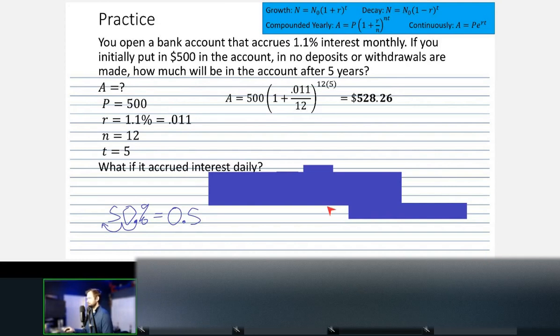All right, everyone, go ahead and type that in and tell me what you get. So Rachel got 528.27. Yeah, it is very close. I agree.